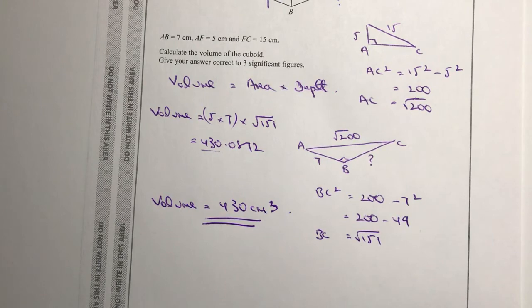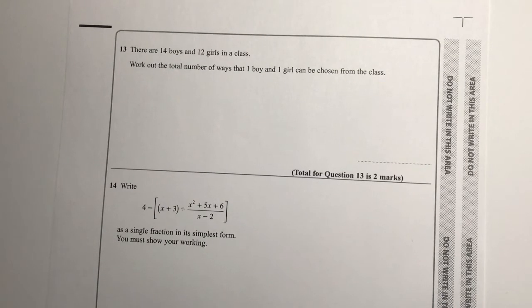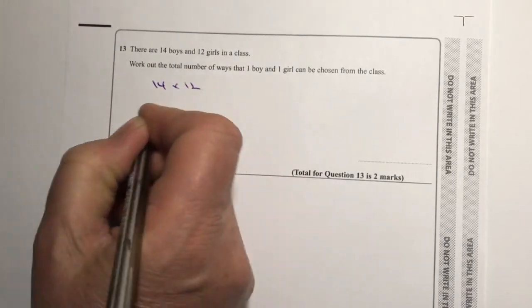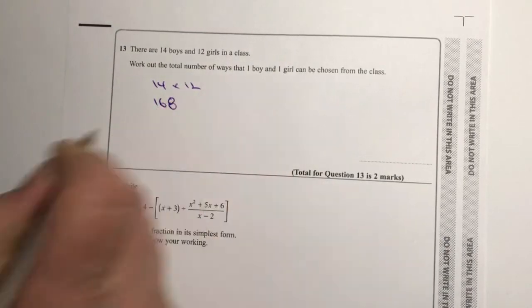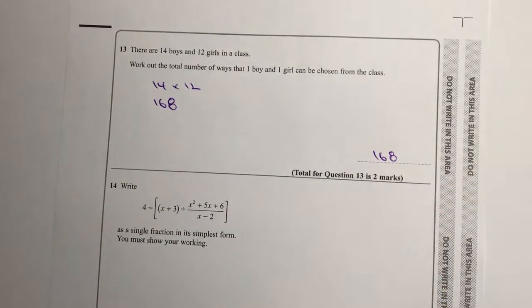Let's move on then to question number 13. And question 13, okay, we've got 14 boys and 12 girls in the class, and work out the total number of ways in which 1 boy and 1 girl can be chosen. Okay, well that's fairly straightforward. It's 1 boy to 1 girl, so therefore it's going to be 14 times 12, which is 168. Okay, so there are in fact 168 ways in which the boys can be chosen with the girls.